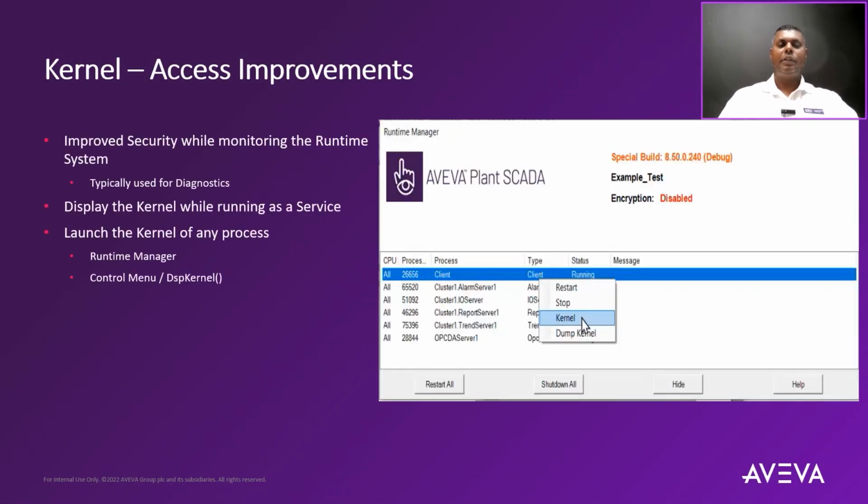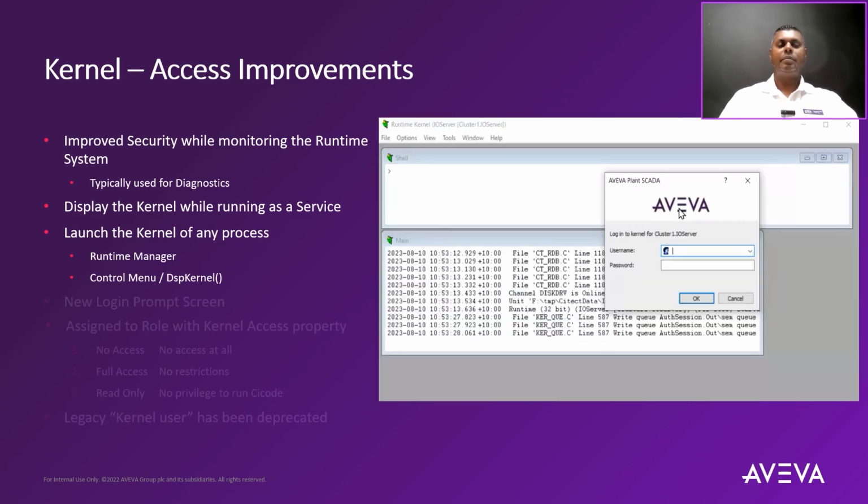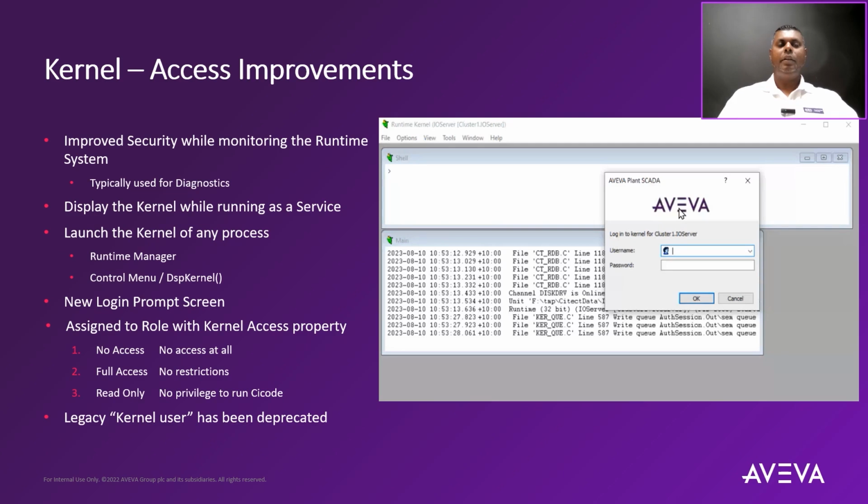This improves security for kernel access, which is typically used for diagnostic purposes, and is now accessible via the Plant SCADA runtime manager. As you click on the various processes running in the system, it will display an option to select the kernel for access. Then a new login prompt screen will appear, allowing you to put in the credentials.